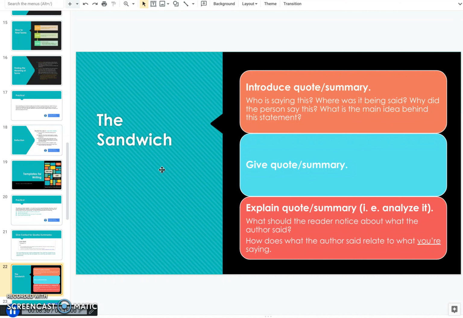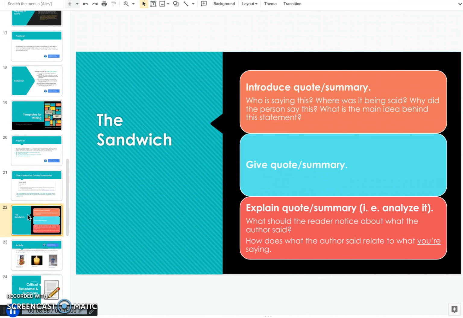So basically we want to use what's called the sandwich method. Introduce your quote or summary. Who is saying this? Where was it being said? Why did the person say it? What's the main idea behind this statement? Then you give your quote or summary from your source. Then lastly, explain the quote or summary, or analyze it. What should the reader notice about what the author is saying? And how does what the author said relate to what you're saying?